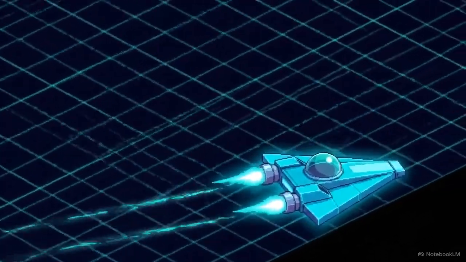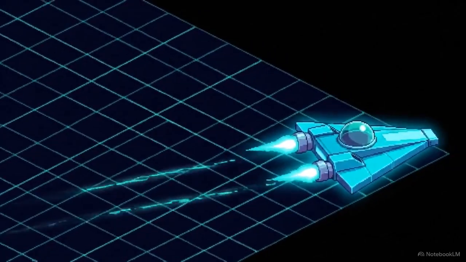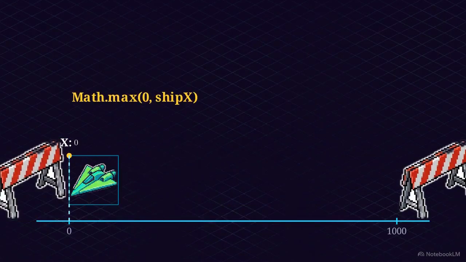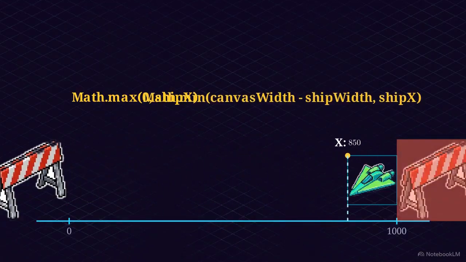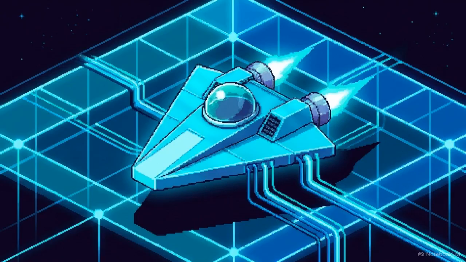If we leave it like that, holding the right arrow will drive the ship completely off the edge of the screen. To fix this bug, we apply clamping logic, a mathematical rule stating the ship's x-coordinate can never be less than 0 and never greater than the canvas width minus the ship's own width. Establishing these strict boundary limits early on is how you translate a static shape into a reliable, controllable character.